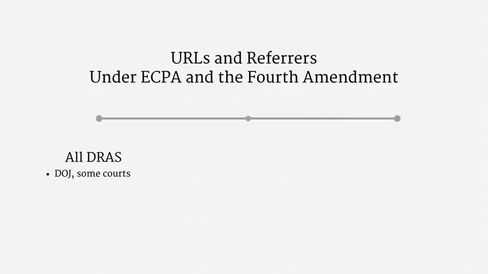The basic argument is straightforward. It says, look, a URL is just a web address. DRAS includes addressing, so URLs are covered by the Pen Register Act. And URLs are knowingly given to a business, so they aren't covered by the Fourth Amendment under the third-party doctrine. That's the view at one end. The perspective at the other end is that URLs and referrers are never DRAS. It's a view that's had some popularity among scholars, though to my knowledge, no court has expressly adopted it. There are a few arguments that get made in support of this perspective.